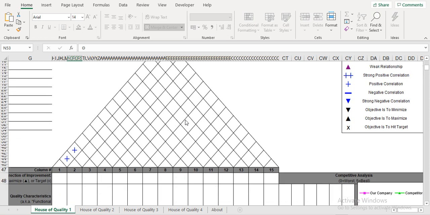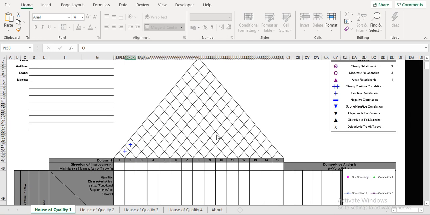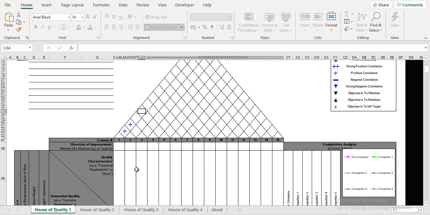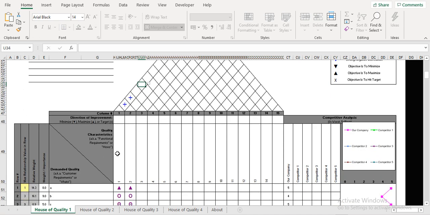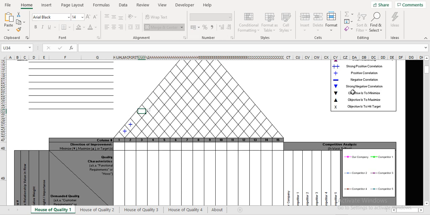For example, where is the correlation? If you see, this is in the head of the diagram, you will be having correlation values. When we don't include any values over here, it won't display. First include all these values. After including all these values only, we can create relationships. Next one is objective to minimize, objective to maximize, objective to hit target.